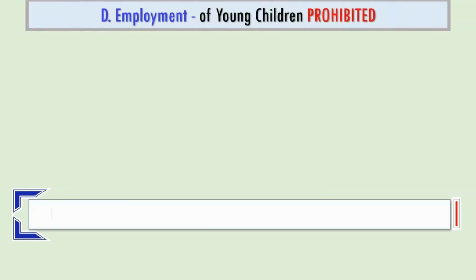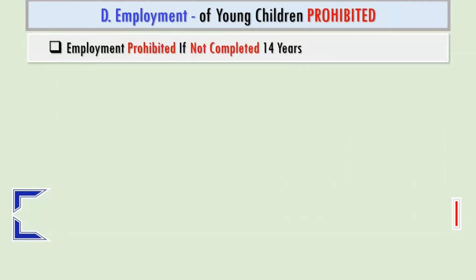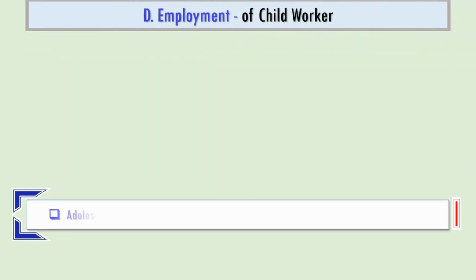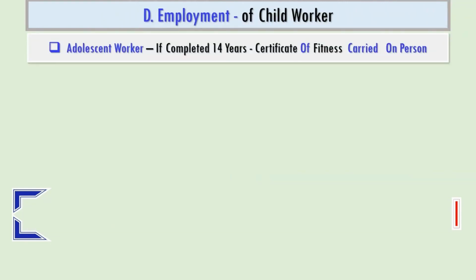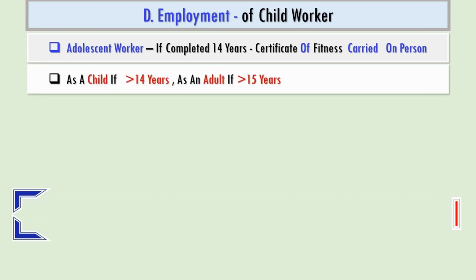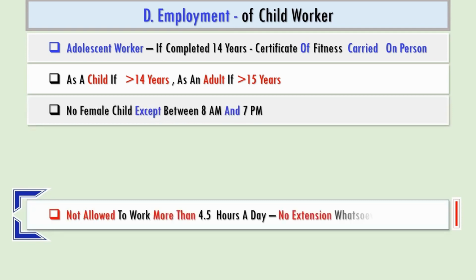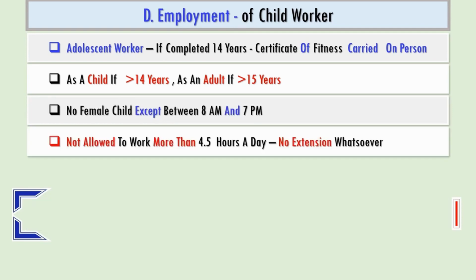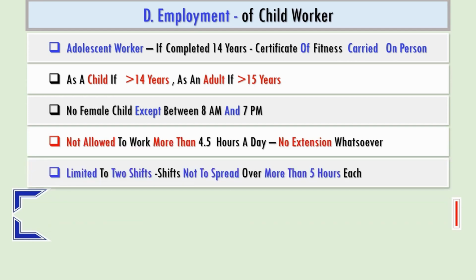The Act prohibits employment of children who have not completed 14 years of age. A child worker must be above 14 years of age and carry a certificate of fitness on the person. A female child worker can work only between 8 a.m. and 7 p.m. Per day hours of work cannot exceed 4.5, and a child worker can work only in 2 shifts, and the spread in each shift should not be more than 5 hours.